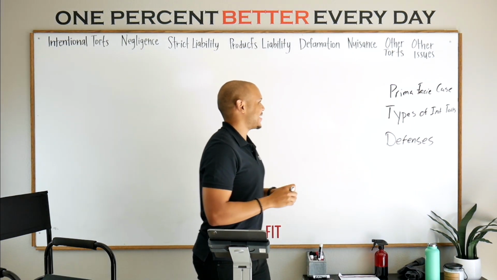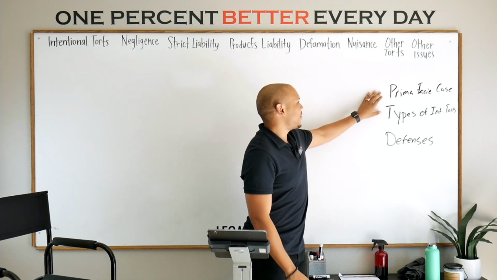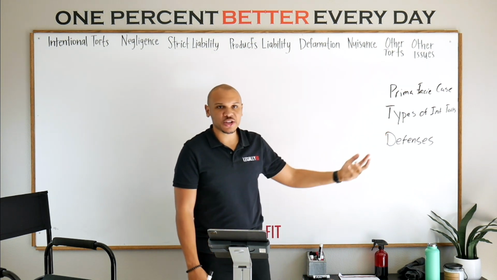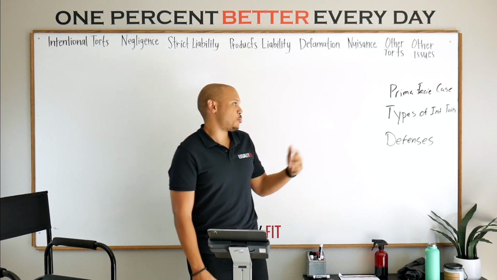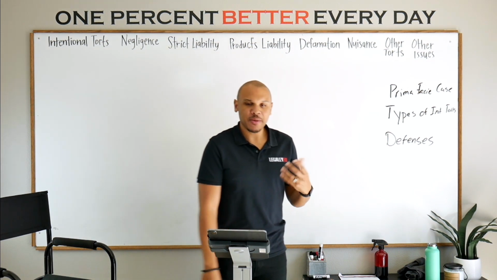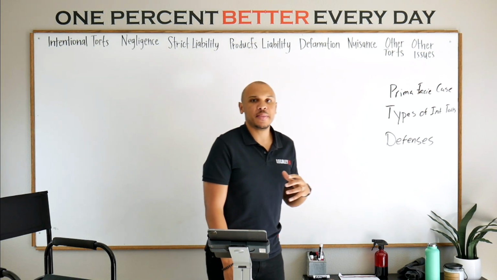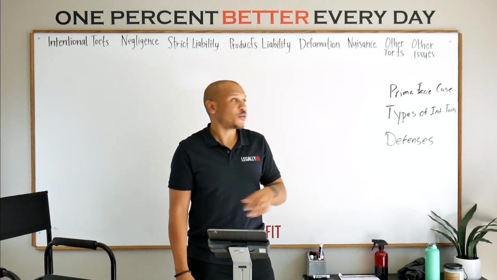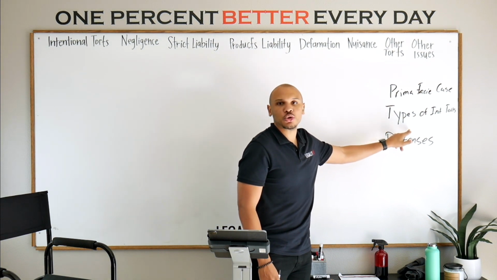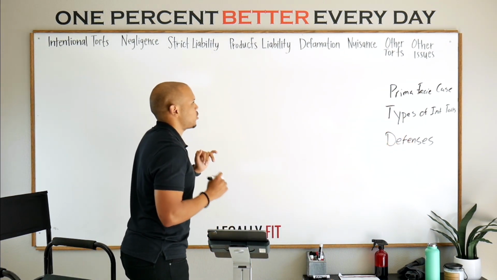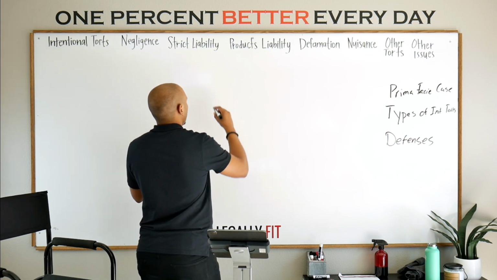Exactly. Let's get it. All right, so we got prima facie case, types of intentional torts, and defenses. Those are your three sections. All right, so let's get into the prima facie case first. The prima facie case is going to be, these are the four elements that are required for every single type of intentional tort. All right, looking at that blueprint, Charles, what are the four prima facie case elements?